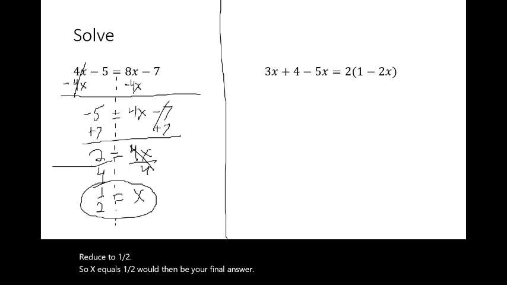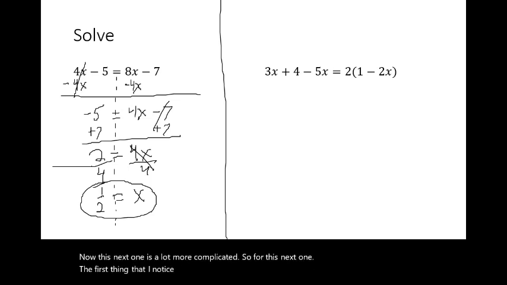Now this next one is a lot more complicated. So for this next one, the first thing that I notice is that there are parentheses. So I'm going to take care of the parentheses first.